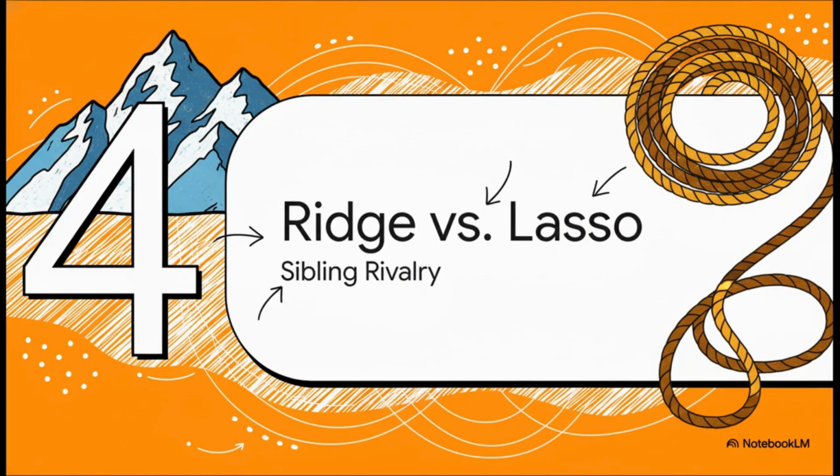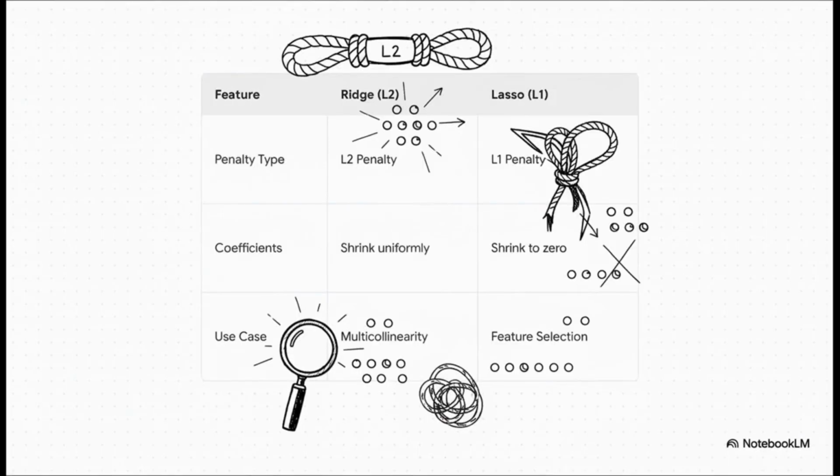Of course, ridge isn't the only game in town when it comes to this stuff. It has a very famous sibling called lasso regression. They both exist to fight overfitting, but they go about it in really different ways. Okay, so let's break down the key differences. The type of penalty they use is different. Ridge uses what's called an L2 penalty, and lasso uses an L1. Now that might sound technical, but it leads to the biggest difference in how they treat the model's coefficients.